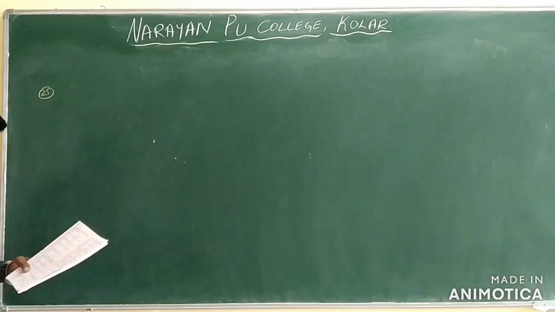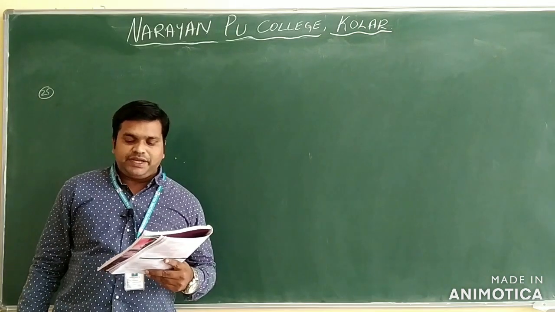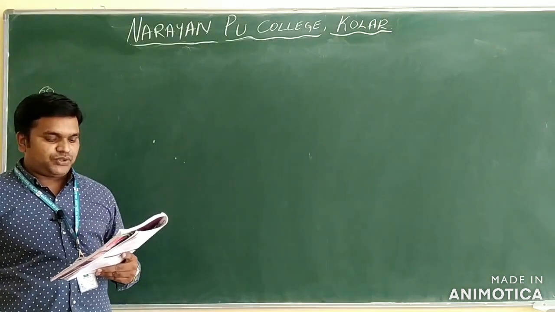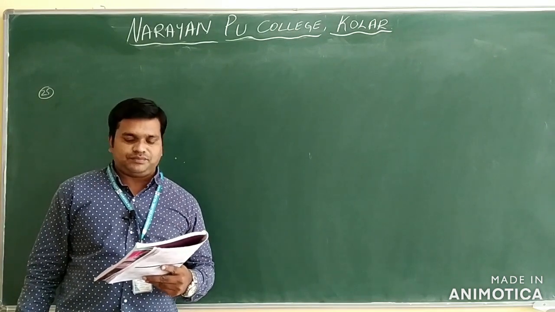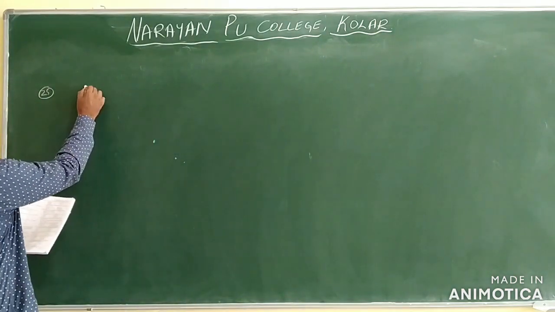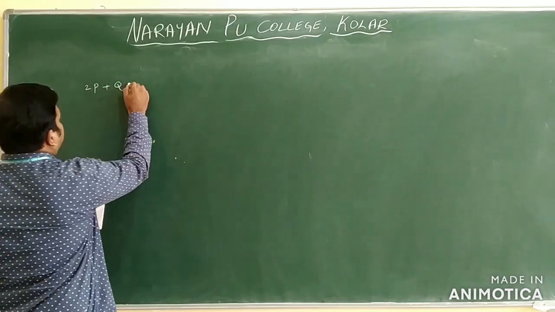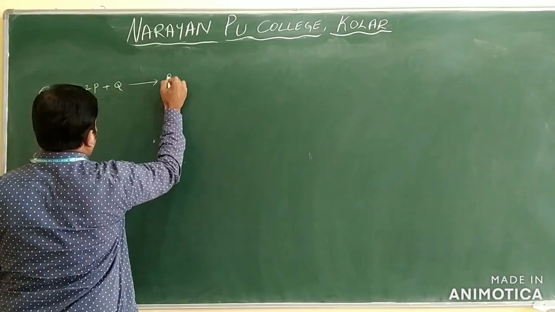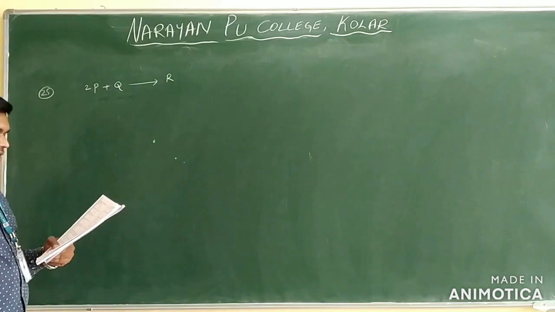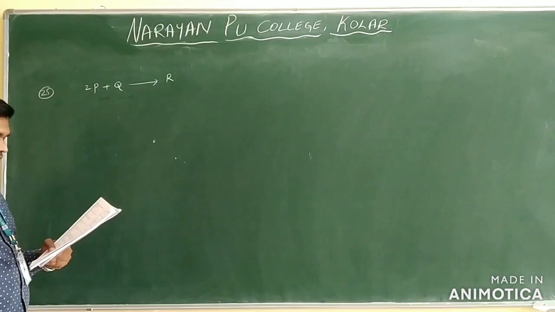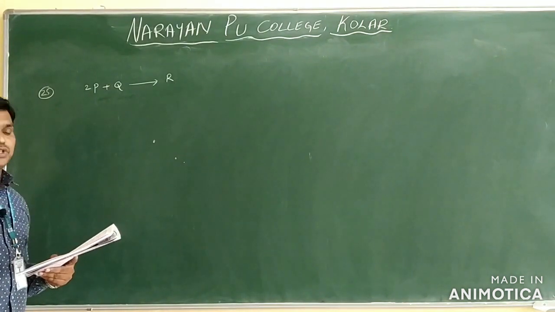25 we have. For the reaction 2P plus Q gives rise to R, 8 moles of P and 5 moles of Q will be produced. How many moles of R are they asking? I will write the reaction first: 2P plus Q gives rise to R. Moles of P is given 8 and moles of Q is given 5. How many moles of R is produced in the reaction?